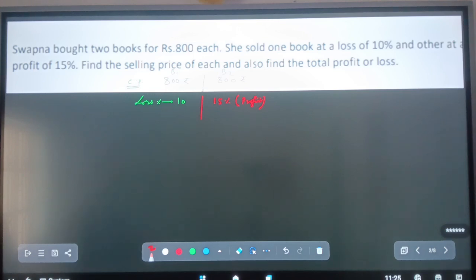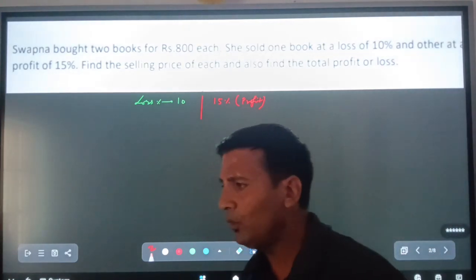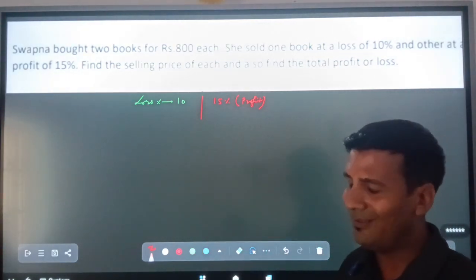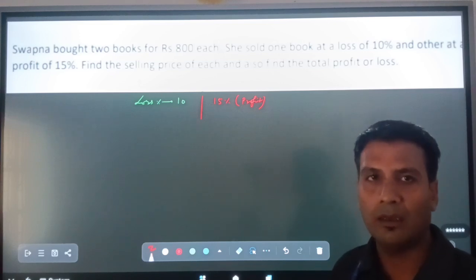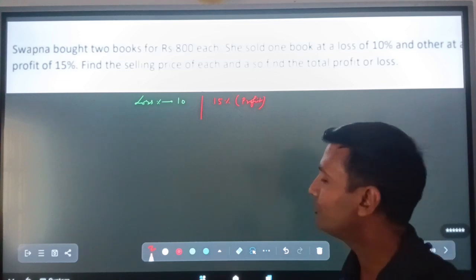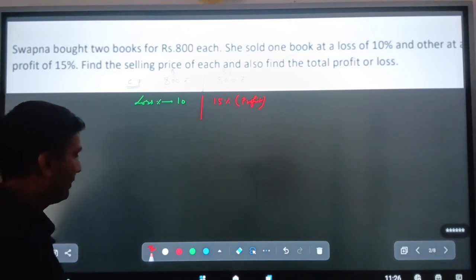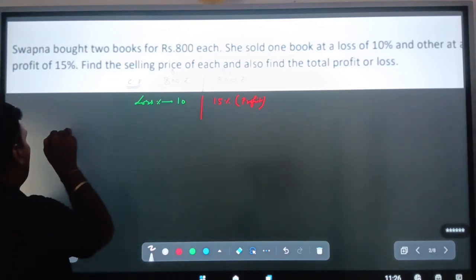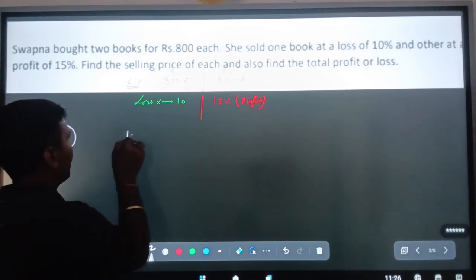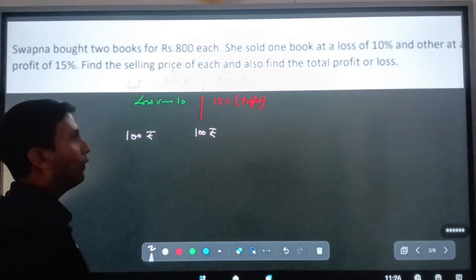So the first thing that I will do, since the cost prices of each book are the same, just think mentally. I don't know what is the cost price of that article. I just suppose that she had bought each book for rupees 100. So what if she would have bought each book for rupees 100? This is method 1 that I am applying. I suppose that 100 rupees she had paid for each book.